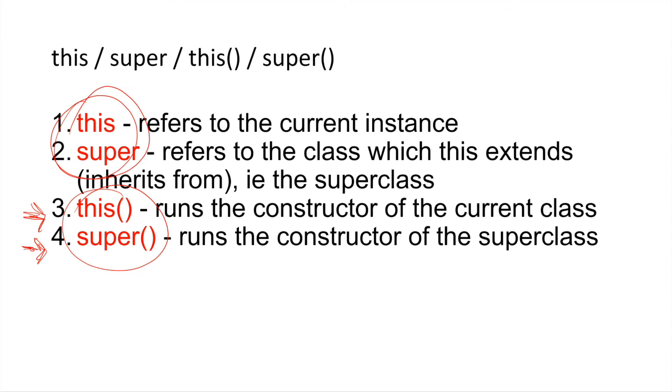In the case of this, or super, if I'm in a class called student, and the instance variable is called age, then what I might say is this.age, and it would refer to the instance variable of the current instance of my class. Whereas if student extends human being, and human being had a variable which is called species, then I might say super.species, and that would refer to the instance variable of the human being that this class extended. Probably easier to see with some examples.